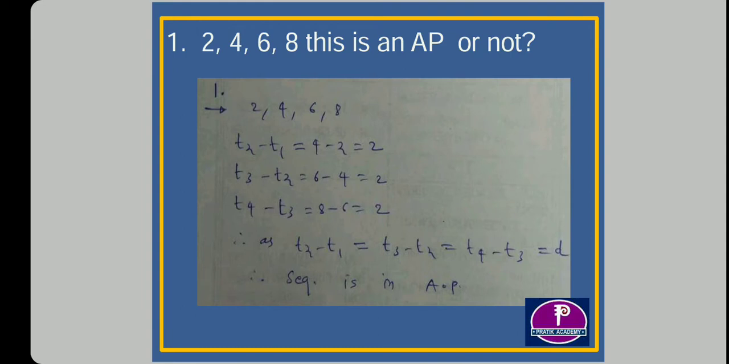First is 2, 4, 6, 8. This one sequence is given and asked is it in AP or not. So what is the condition for AP? AP means the difference between two successive terms in the sequence must be constant.